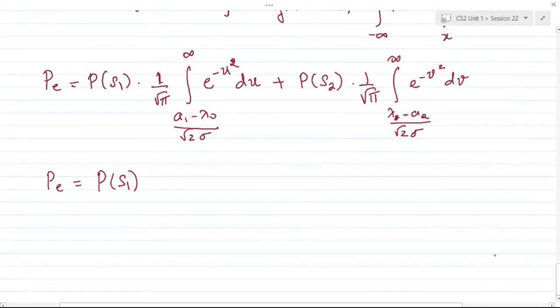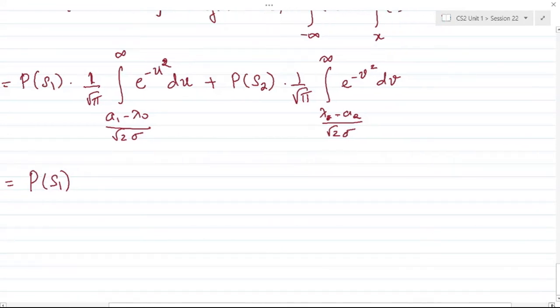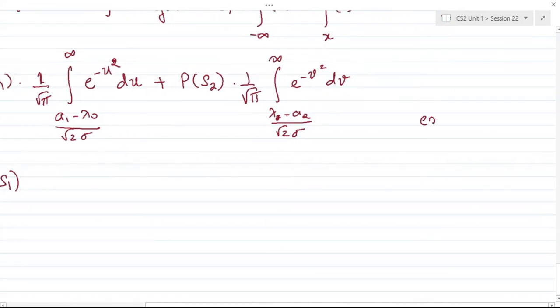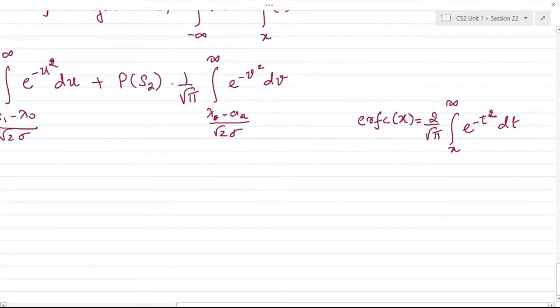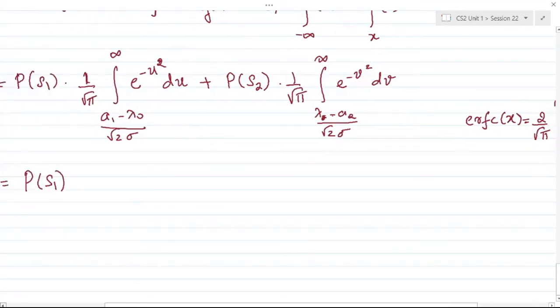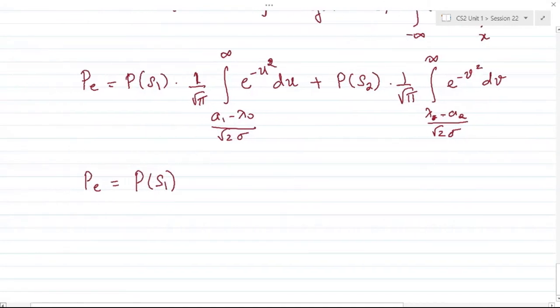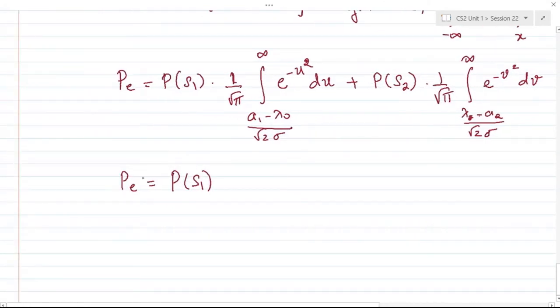I think the error function is defined as 2 by root pi, integral x to infinity, e power minus t square dt, with t as the dummy variable. So the 2 has to be taken and divided to compensate for that fact. I need to divide by half on both expressions, so I will have half as common outside this bracket.